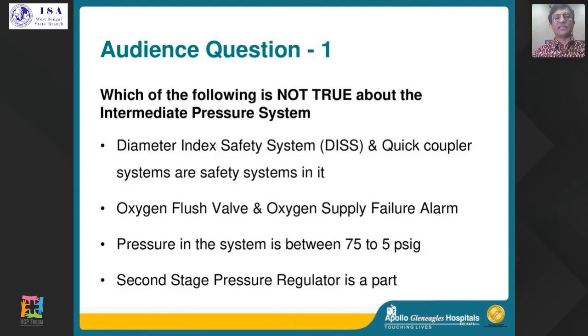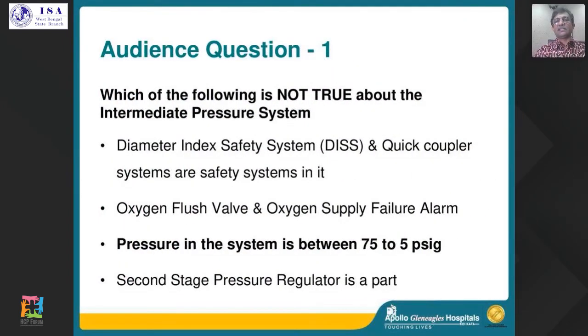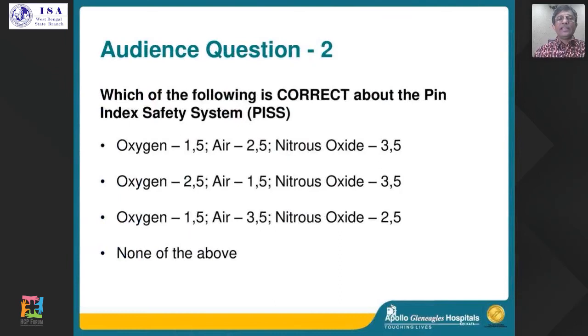Which of the following is not true about the intermediate pressure system? I think this was simple. The pressure is never at 75. It is always at least less than 55. So that is not true; the rest of it are correct.